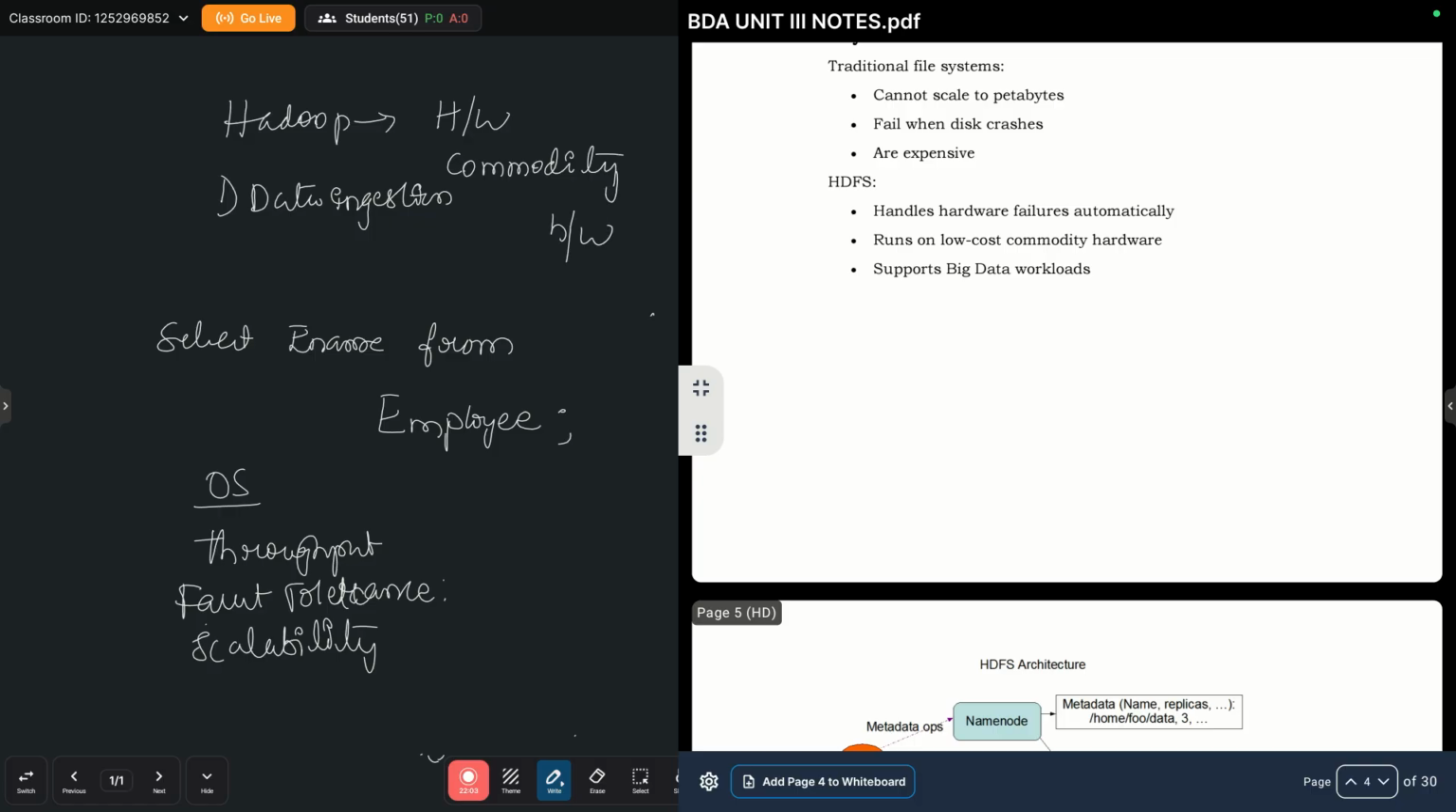So what do you mean by commodity hardware? Cheap hardware. HDFS is the primary data storage and MapReduce is the data processing purpose.